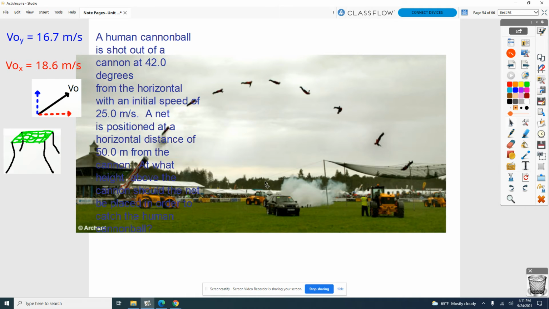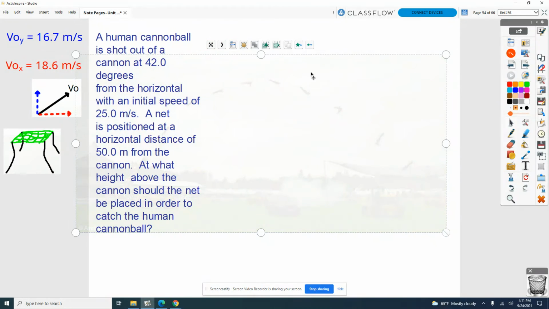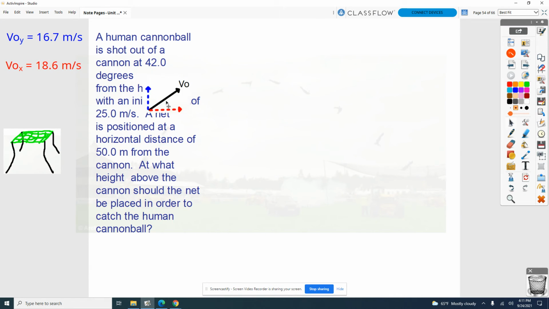It's 50 meters. And for this one, just to show you how we might apply the principle of vector resolution to projectile motion problems, we're going to try to determine the height of that net to make sure that we catch him safely midair. Let's go ahead and take that picture mostly away, and let's start with a little diagram. So we have a nice little v naught there. Let's see, 25 meters per second at 42 degrees.